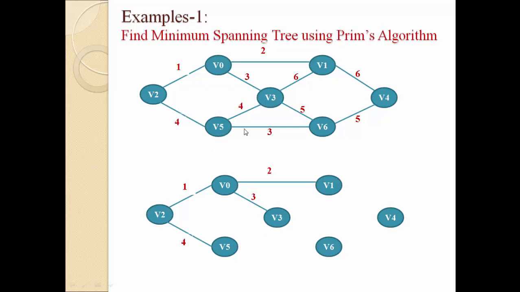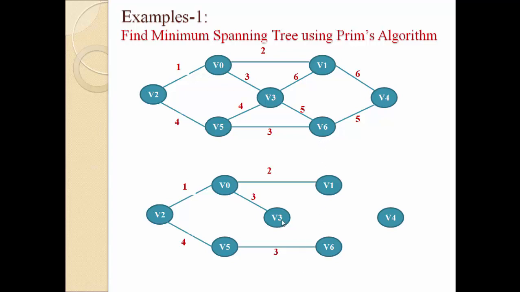Another option is V5 to V6 which is 3, V3 to V6 that is 5, and V1 to V4 which has a cost 6. So among these 6, 5 and 3, the minimum is 3. Here V1 to V3 we can also have one choice, but we cannot choose it because it creates a cycle. So we have only 3 choices, that is 6, 5 and 3. Among these 3 we choose the minimum cost, that is 3, that is V5 to V6. So our next is V5 to V6.